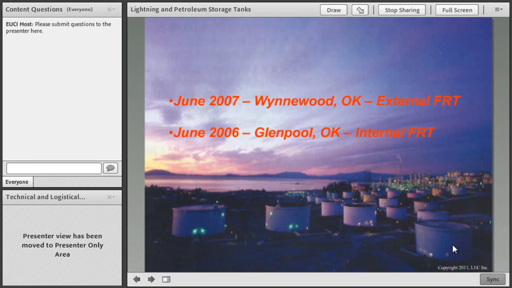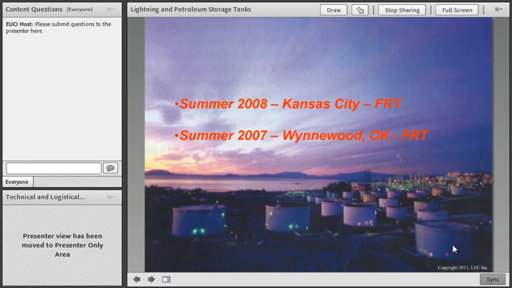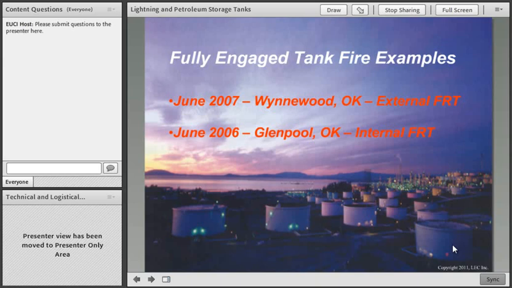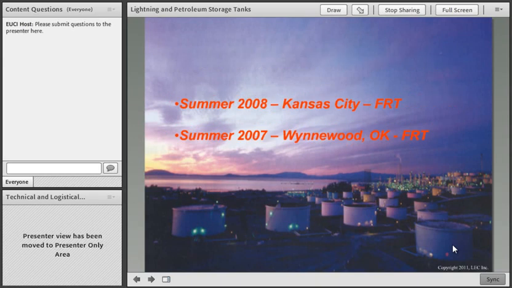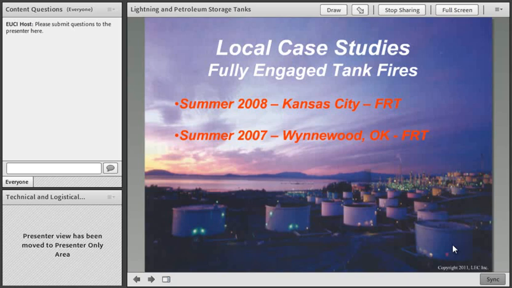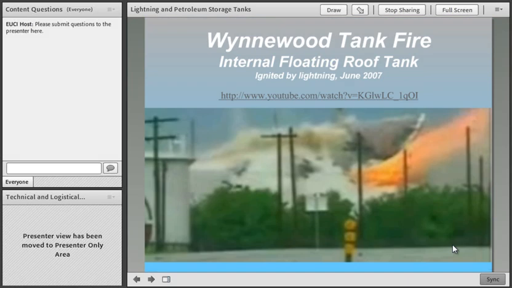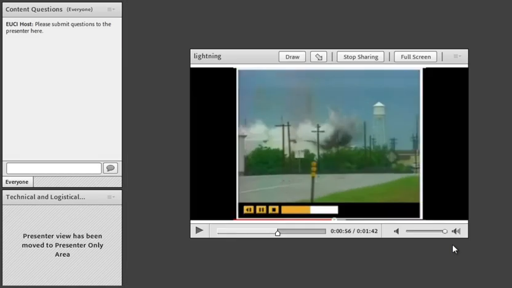Here are two local examples, and when I say local, I mean local to the United States, of lightning-initiated tank fires. There were tank fires in Glenpool, Oklahoma, as well as Kansas City and Wynnewood, Oklahoma. I would like to show this YouTube video that was taken at the Wynnewood tank fire in Oklahoma. And again, this is a fully engaged tank fire ignited by lightning in 2007.